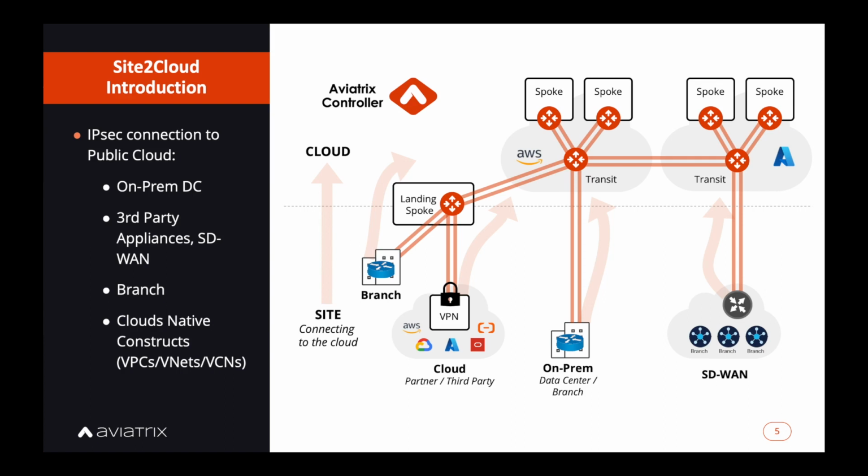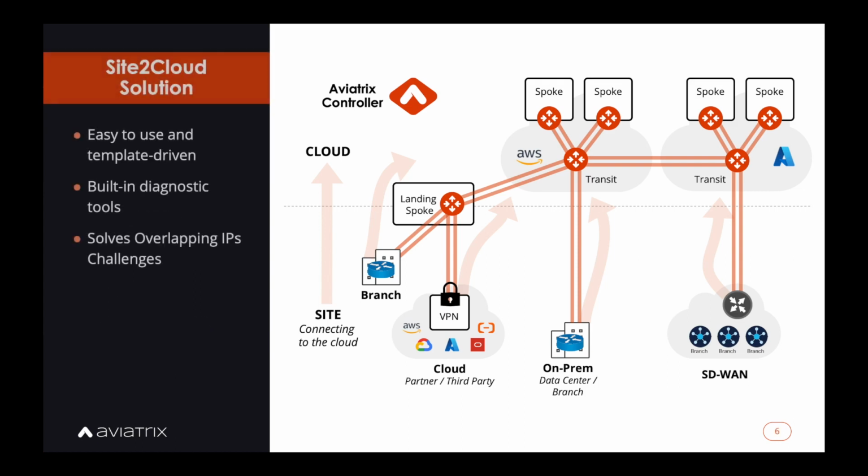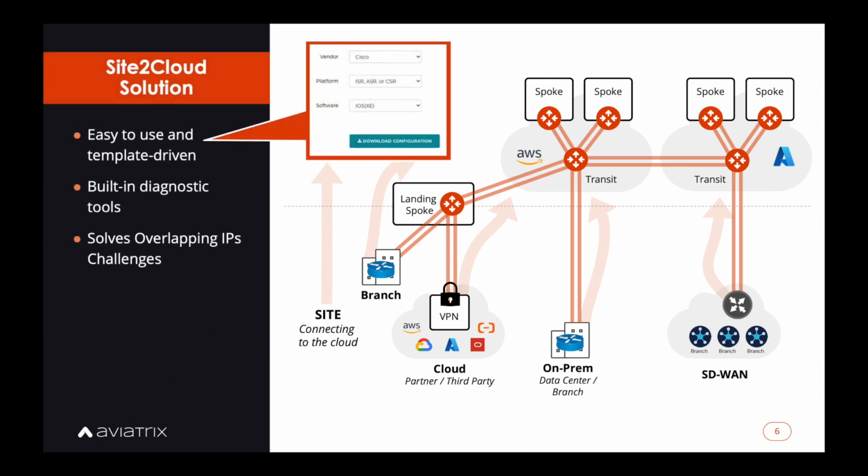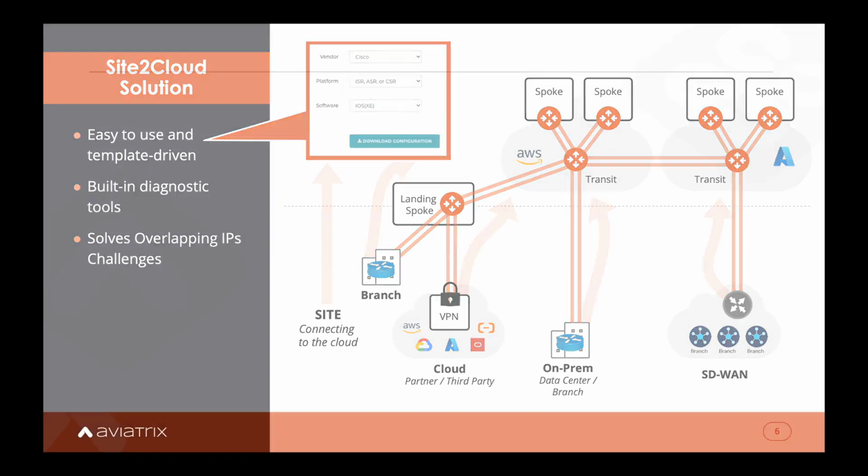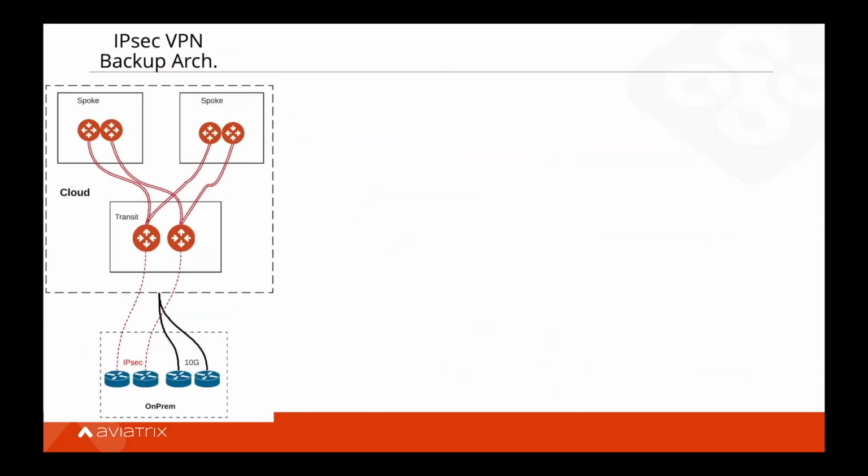As with all other features on the platform, the Aviatrix controller will automatically configure the tunnels between the gateways and the other end. Based on the requirements and use case, you can select either IPsec or GRE as the tunnel link protocol. Site to Cloud is easy to use and template driven. You can download the config that is applicable for the vendor used at the remote end. And you can use the instrumentation in the platform, such as diagnostics tools and visibility, to overcome challenges such as overlapping IPs. Let's take a closer look at some site to cloud use cases.